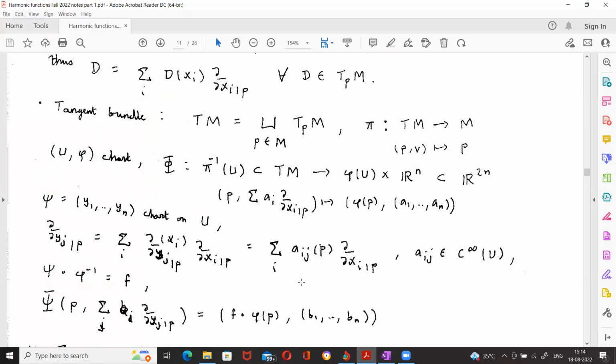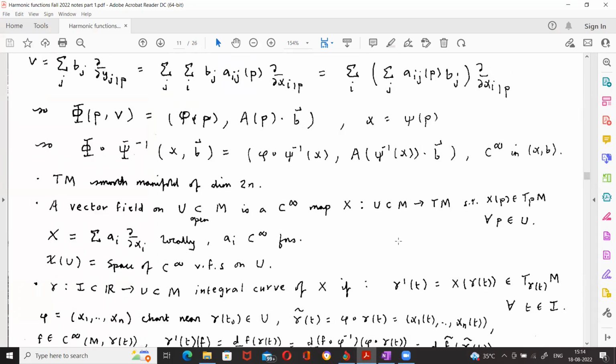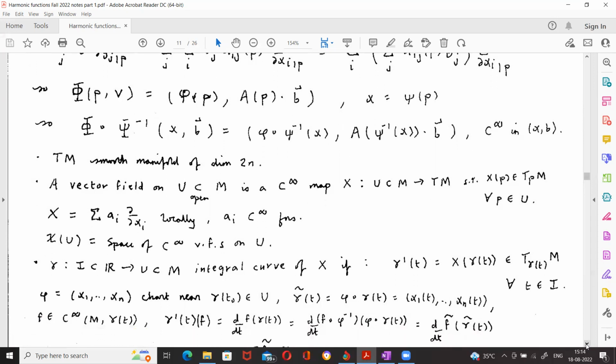So a smooth vector field just means you choose a tangent vector at each point such that the coefficients with respect to the basis del xi locally are smooth functions. Let's introduce a notation: chi of U is the space of smooth vector fields on U. Note that you can add vector fields pointwise, and take scalar multiples pointwise, so they form a vector space. Now we want to come to what are integral curves of a vector field.